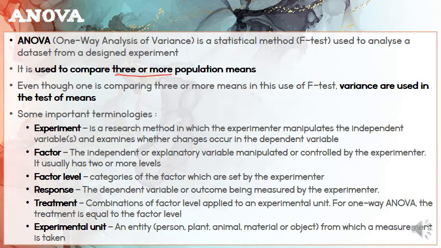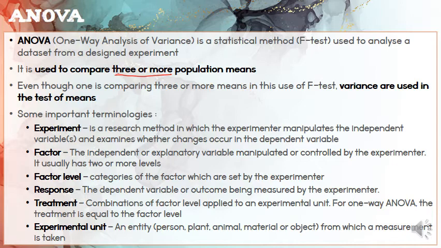Now, even though one is comparing means in this use of F-test, variance are used in the test of means. So here, even though you want to compare means, but we will use variance in the test of means. So some of the important terminologies are: experiment is a research method in which the experimenter manipulates the independent variable and examine whether changes occur in the dependent variable. Factor, the independent or explanatory variable manipulated or controlled by the experimenter.